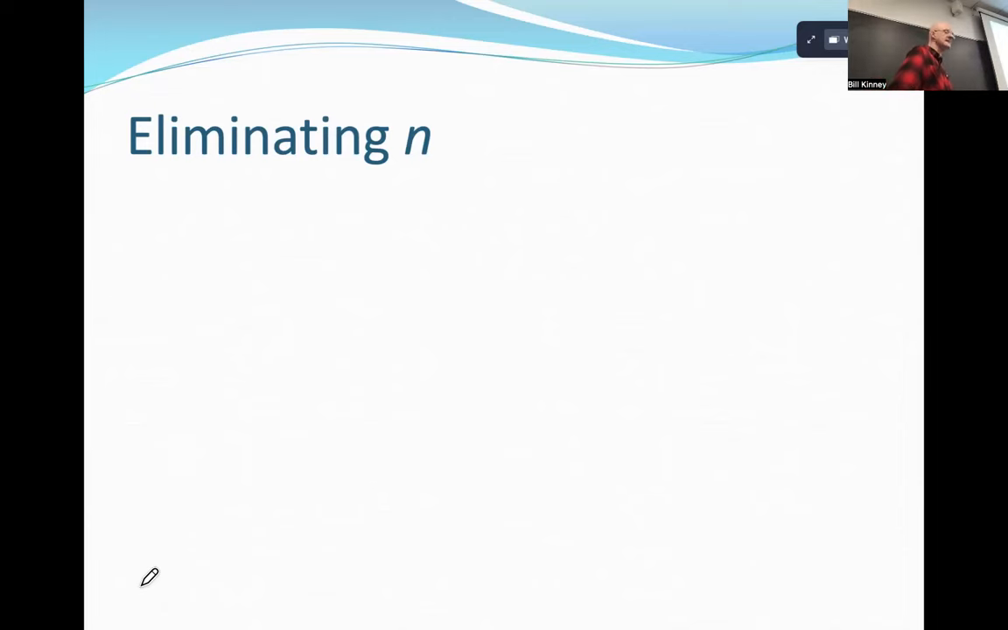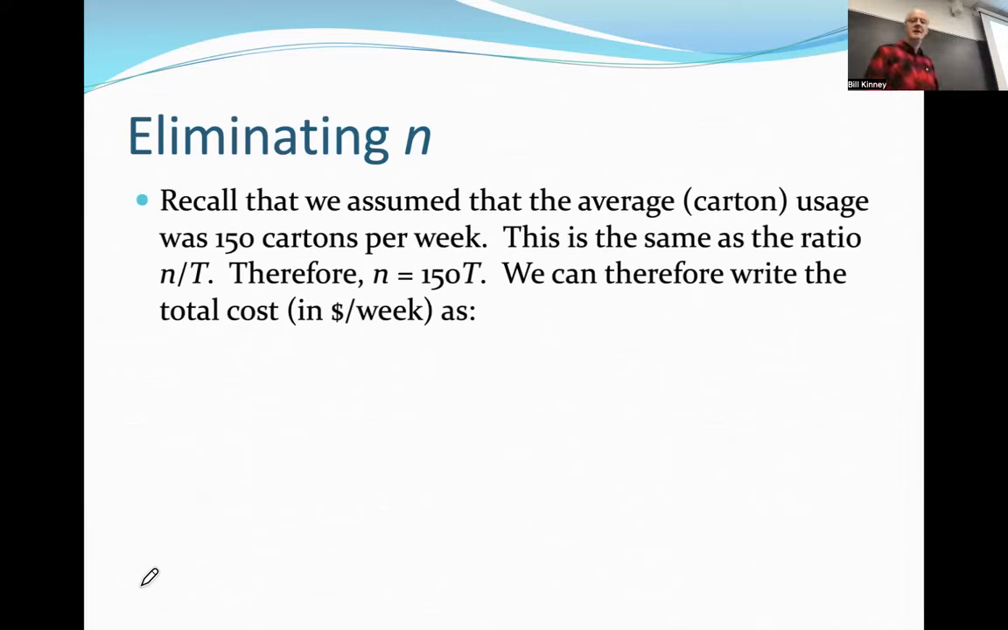Let's eliminate N. Recall that we assumed that the average carton usage was 150 cartons per week. That's not the same as the average storage of cartons. That really would be, if you think about it, like 75 cartons per week, if we ordered once per week at least. That's the same as the ratio of N over T. Why? Think about it. Just try examples in your mind.